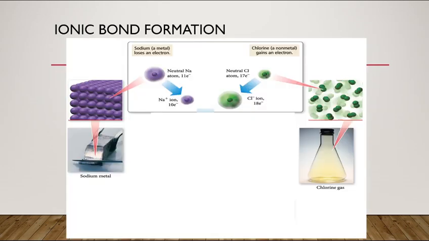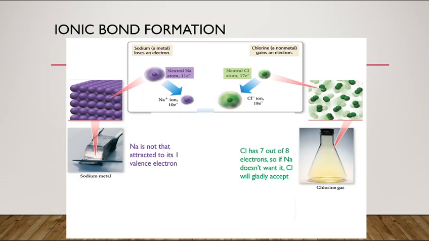So the way that this happens is, as I mentioned earlier, sodium and chlorine by themselves are neutrally charged. Sodium atom, it's number 11, and so it has 11 protons and 11 electrons. Whereas chlorine, it's number 17. It has 17 protons and 17 electrons. Both of these occur naturally as neutral atoms.